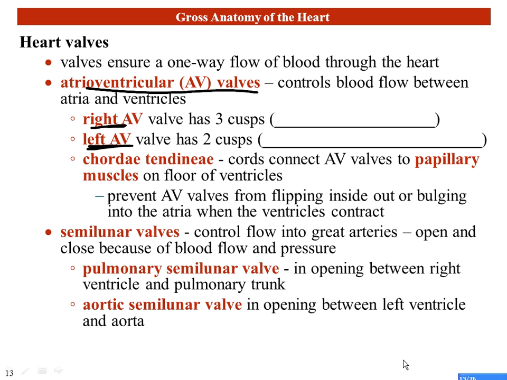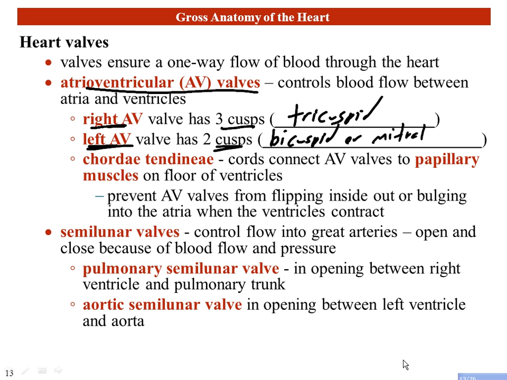Now a more common name for the right atrioventricular valve is the tricuspid, because of the three cusps that are part of its anatomy. And then you look at the left atrioventricular valve. It has a couple of more common names as well. Sometimes you'll see it called the bicuspid, because of the presence of two cusps, or the mitral valve.